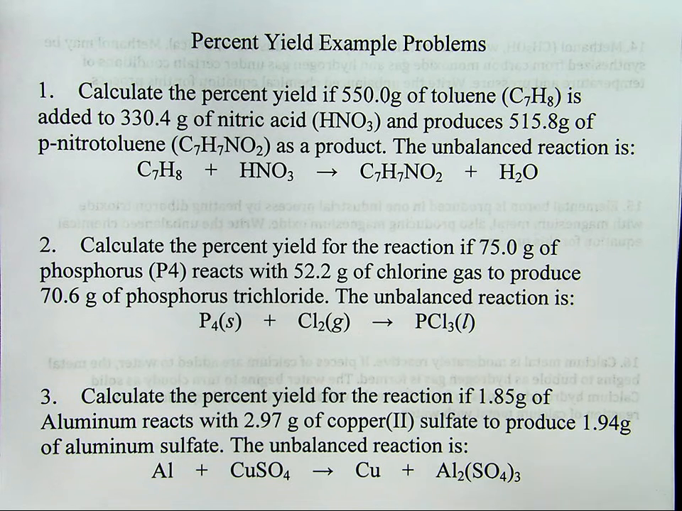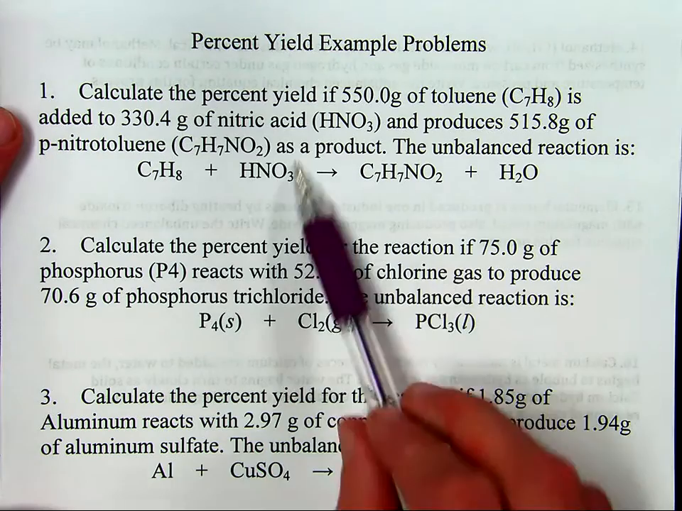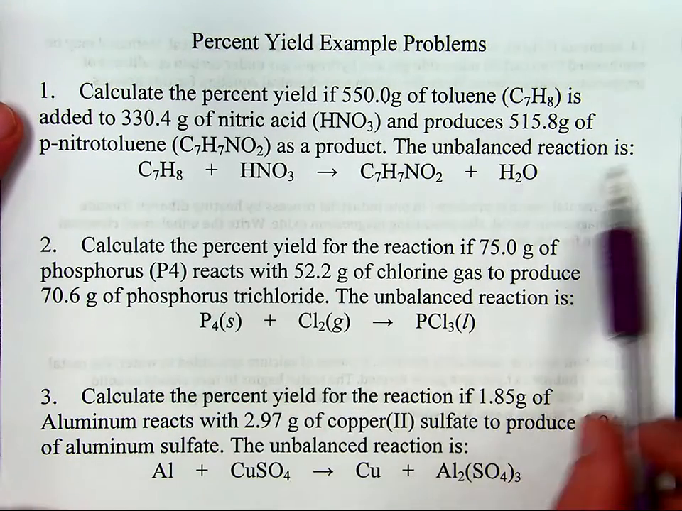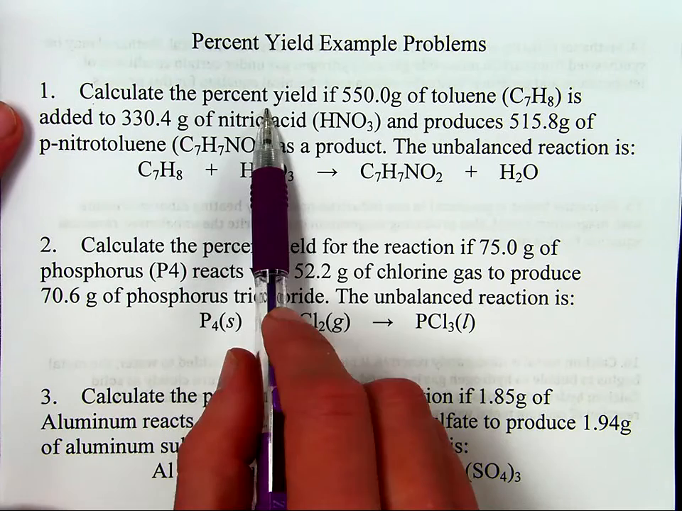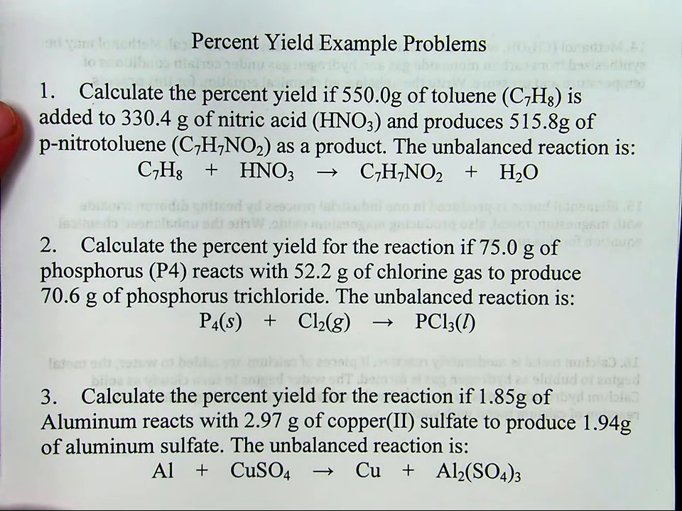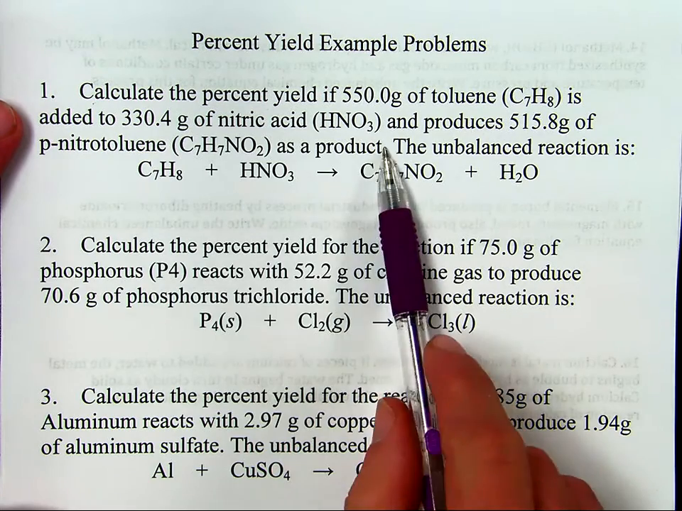Okay, here we deal with a more complicated version of the percent yield example problem. How do we know, short of having a label like this, how do you know this is asking for percent yield? Well, first of all, it asks you the percent yield. But what other characteristics are there that give us away? Well, for one, let's look at this.